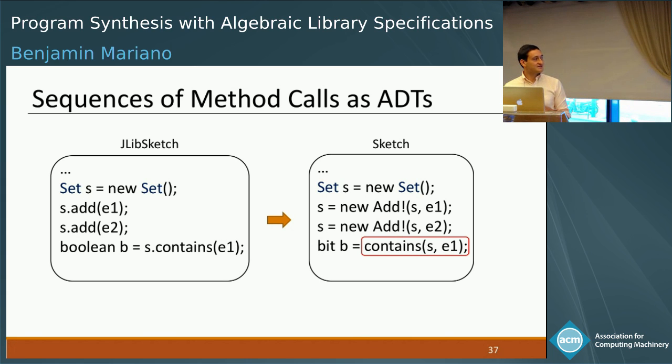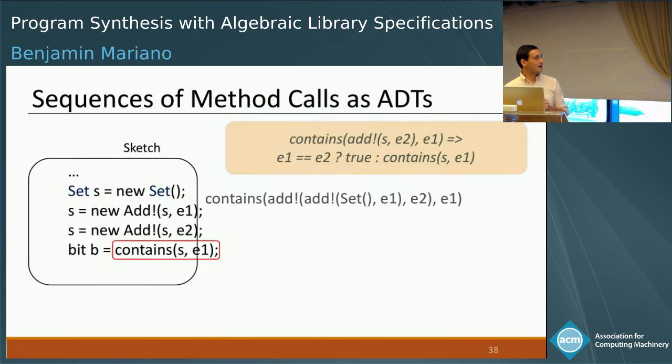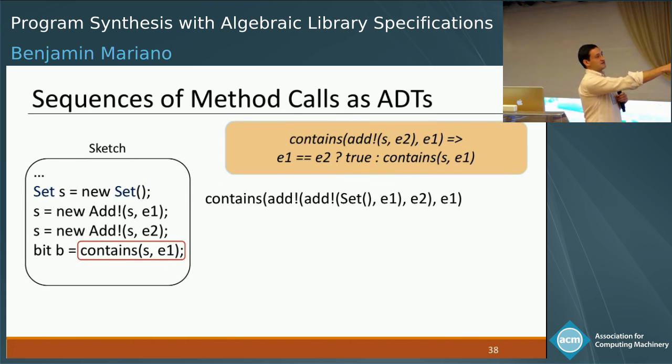So the question is how should this contains E1 actually be evaluated? Now the Sketch code is on the left. In the orange box, I've just rewritten the algebraic specification I showed you before. And this term here actually is pretty much identical to the Sketch code. So recall we read from the inside out. So this means first we constructed a set using the empty set constructor. Then we added an element E1. Then we added an element E2. And finally, we asked, does this set contain the element E1?